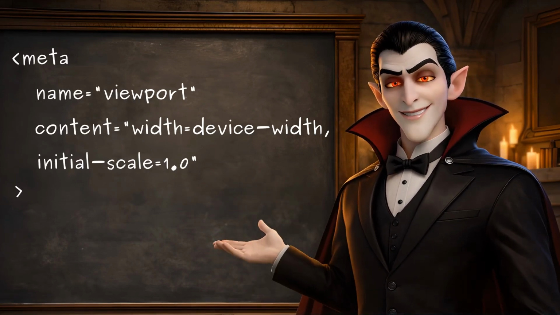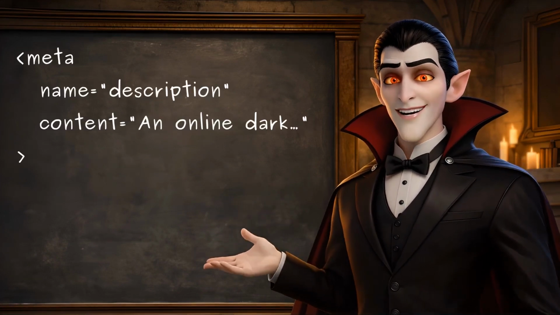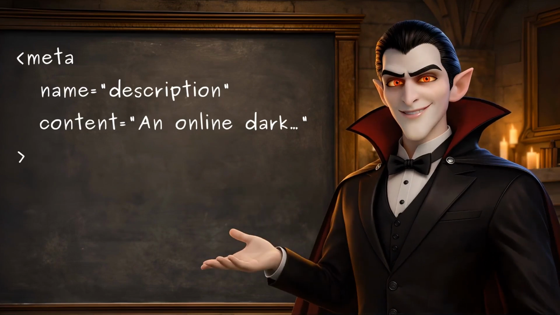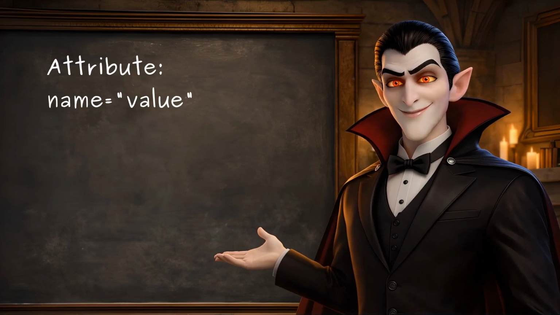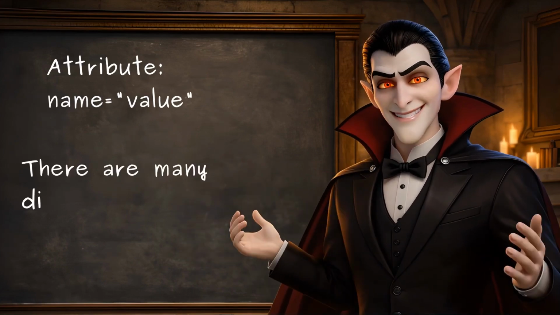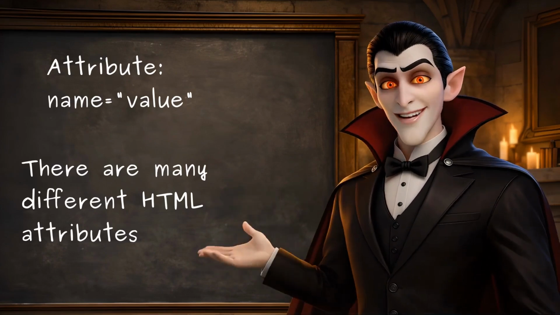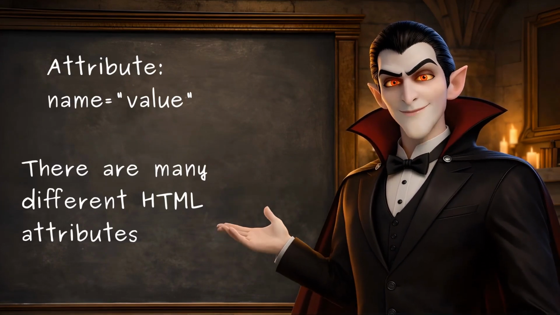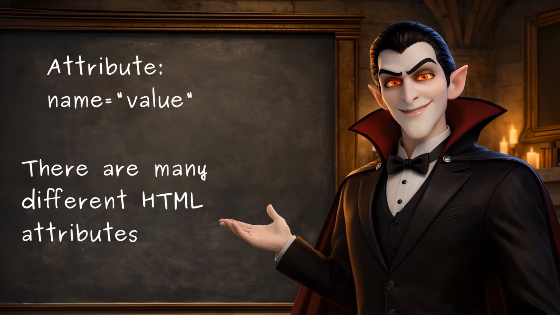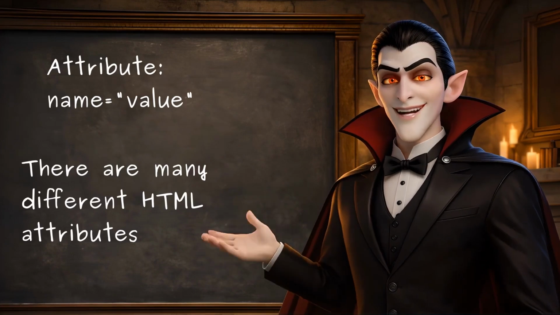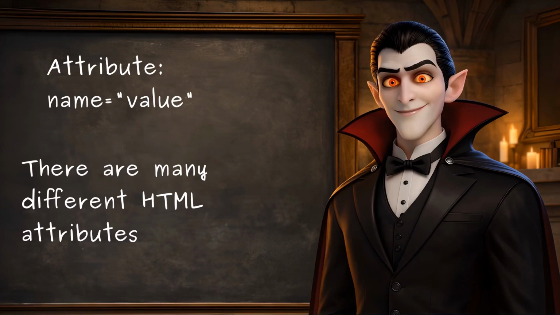And finally, the meta description element. This provides a short summary of our page for search engines. Also, you learned what an attribute is. There are many different attributes in HTML. Each element can have its own specific attributes. We will meet them gradually when we actually need them. Now you understand what lives inside the head section and how browsers read your page.